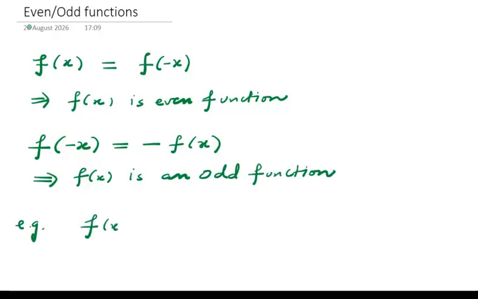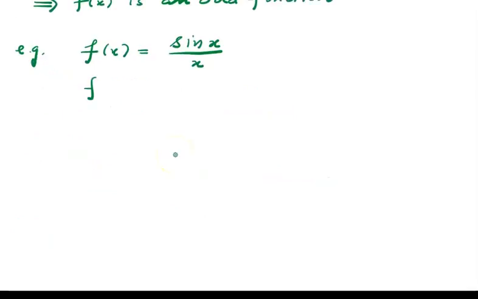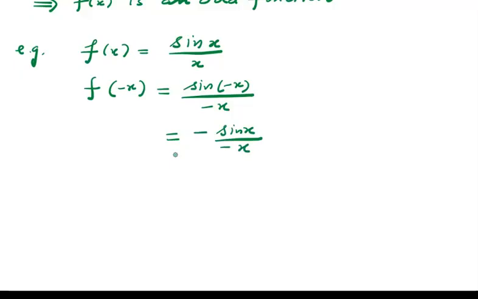Let us say the function is sine x upon x, and if I change x with minus x, that will be sine of minus x upon minus x. And you see, sine of minus x is minus sine x, upon minus x. So this is becoming sine x by x, which is equal to f of x. So changing x into minus x did not affect the function. So this function is an even function.